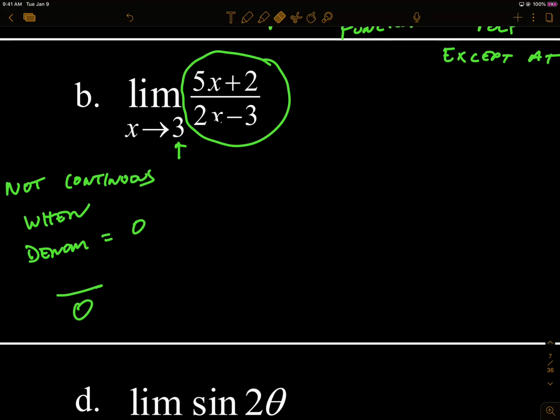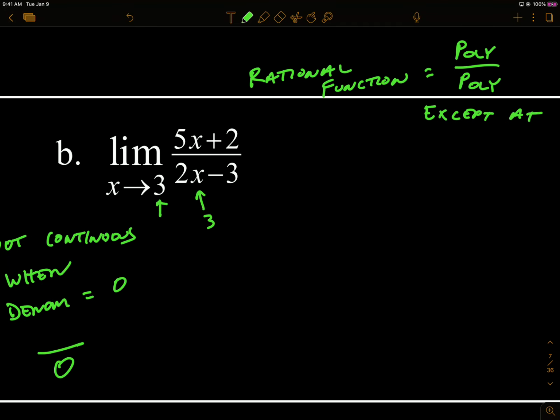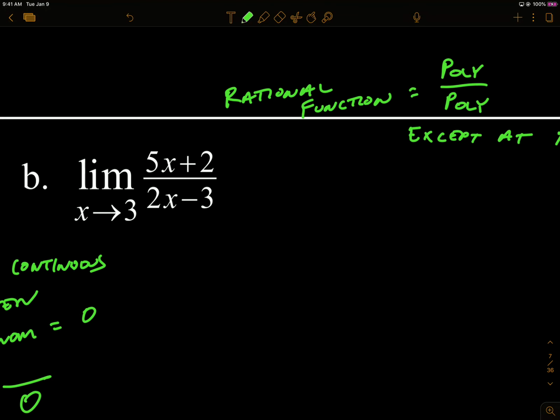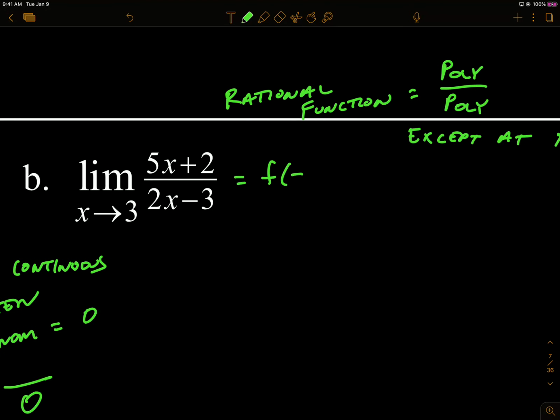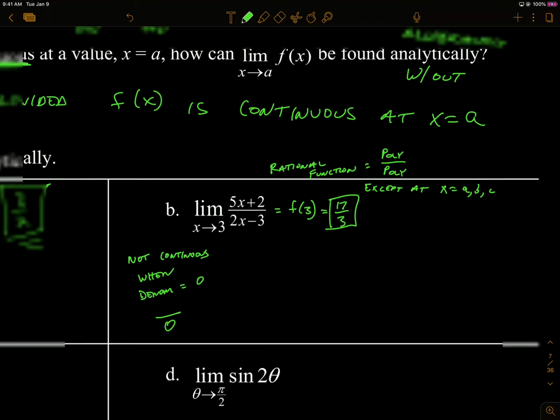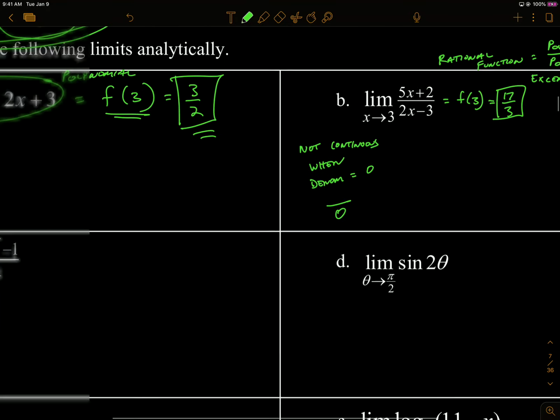So if I plug 3 in here for x, do I get 0 in the denominator? I do not. I get 3. So that means the function is continuous, so I don't have to worry. The function is continuous at 3. That means direct substitution will work. So I plug in my 3. I go 5 times 3, 15. So I did this already, sorry. So I got 17/3. Again, you can let me know if I did something wrong.